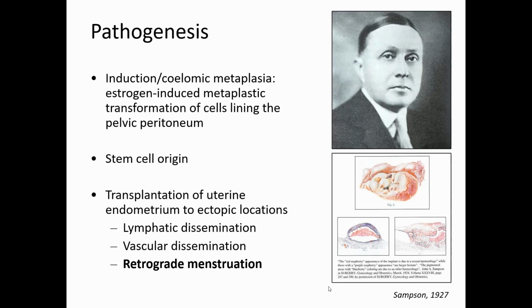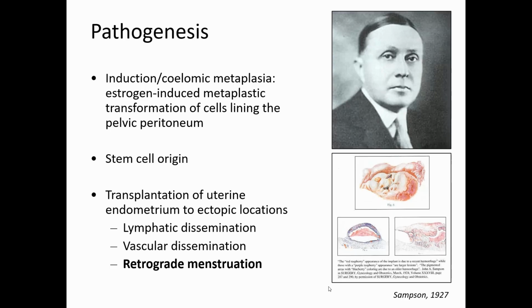At that point, Dr. Sampson described in brilliant detail, with amazing artistry, renditions of endometriotic findings that I've depicted on this slide, the process that he purported for endometriosis. And his theory was the theory of retrograde menstruation. There are other theories that have been articulated for the pathogenesis of this enigmatic condition.